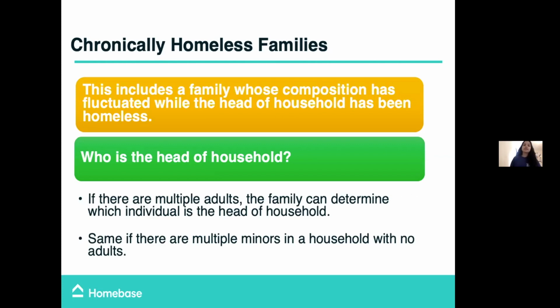Chronically homeless families include families whose composition has fluctuated while the head of household has been homeless. So, for example, if a person who qualifies as chronically homeless lost custody of their child at some point during their history of homelessness, and during that time the child was temporarily placed in foster care, the child may still be considered as part of the family. And the entire family would qualify as chronically homeless even though the child was housed during some portion of the 12 months of homelessness. I also want to note that the family can determine who the head of household is. So if there are multiple adults, the family determines. If there are multiple minors without adults, the minors in the household can determine who the head of household is.